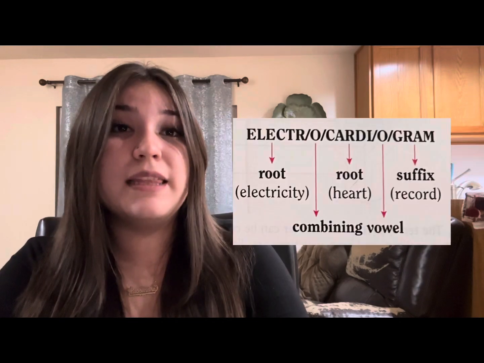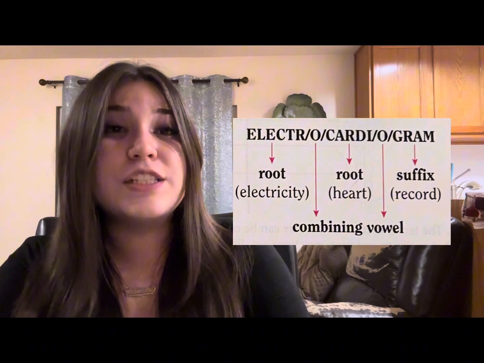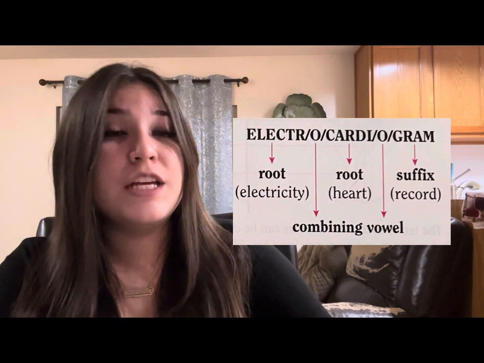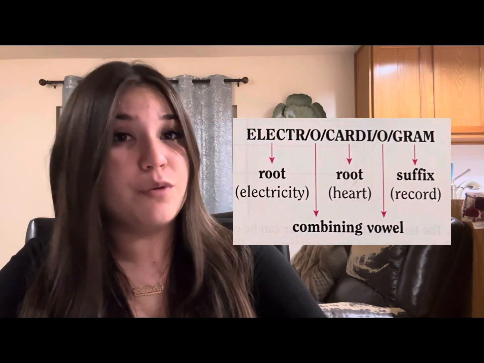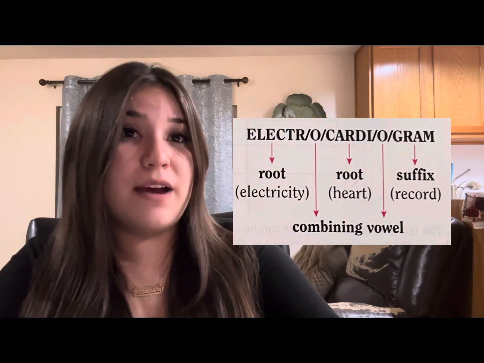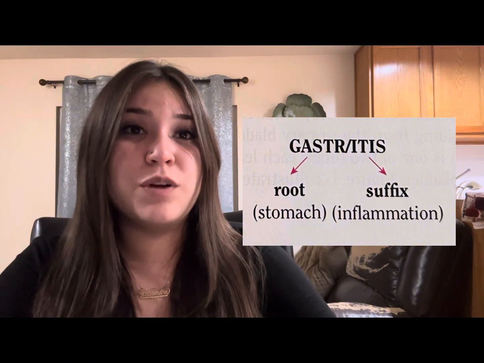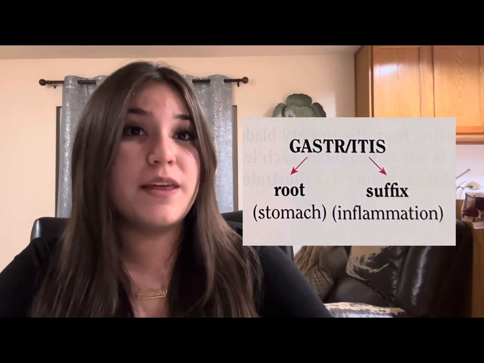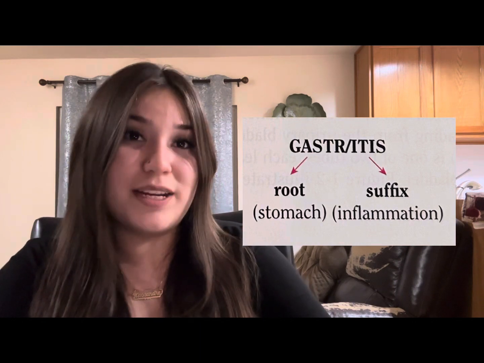Another example is electrocardiogram. If you notice here, it has 2 roots and a suffix. Since there's 2 roots, they would be electro-cardio-gram. You need a combining vowel at the end of both root words, since the following letter is not a vowel. Finally, we can see here in gastritis, it's a root word and a suffix. But since the suffix begins with a vowel, we do not need that combining vowel in the middle, so it's just gastritis.